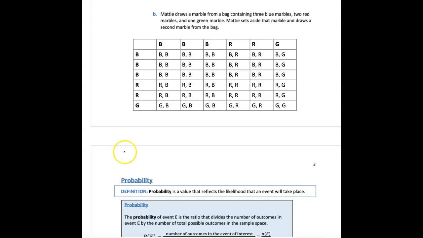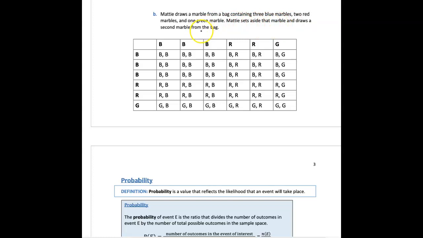So in this table, I have listed the 3 blue, 1, 2, 3 blue, the 2 red, and the 1 green. I have that listed in this first vertical column here. And then in the first horizontal row, the header of this table here, we have again the 3 blue, the 2 red, and the 1 green. Now it is important that Maddie sets aside that first marble and then draws the second marble.